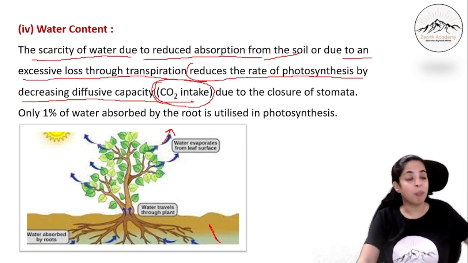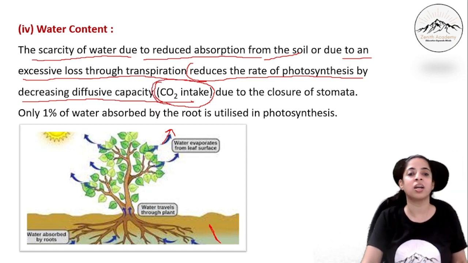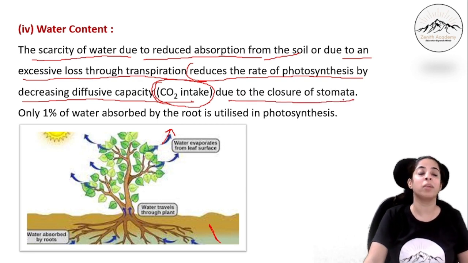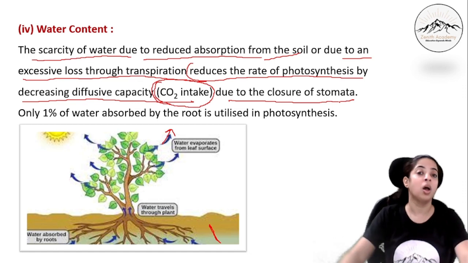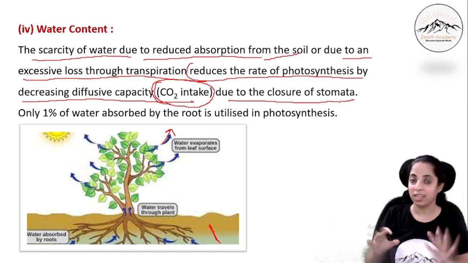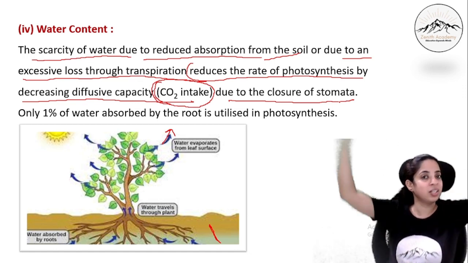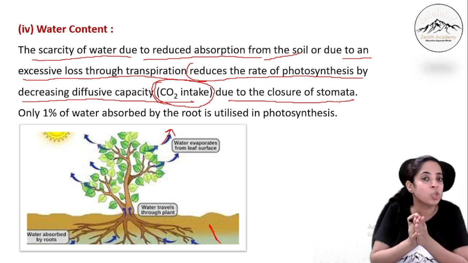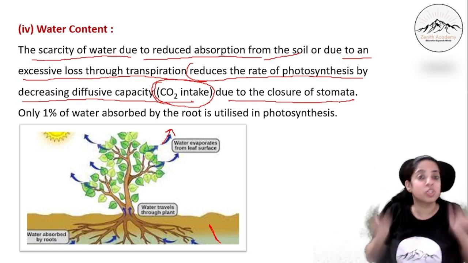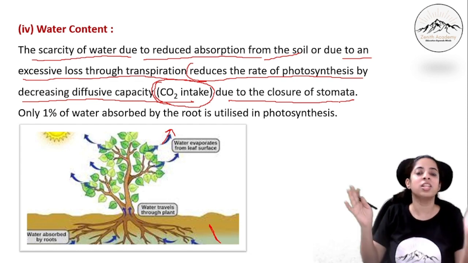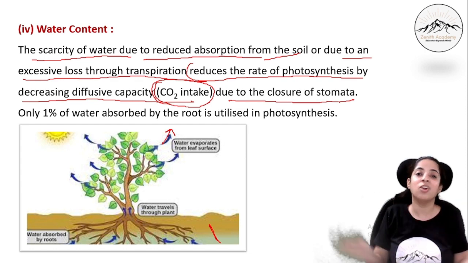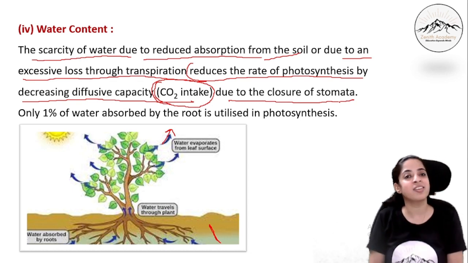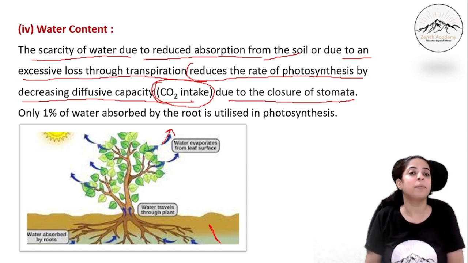Okay, the carbon dioxide that diffuses in will decrease because of the closure of stomata. Because now see what has happened: the water content is less, either the plant has absorbed less water or transpired more. Water content is less, it means the stomata will close down so that the water is not getting lost. So when the stomata closes, it cannot take carbon dioxide inside. Now if it doesn't take carbon dioxide inside, what happens?